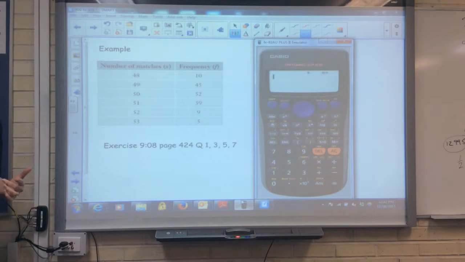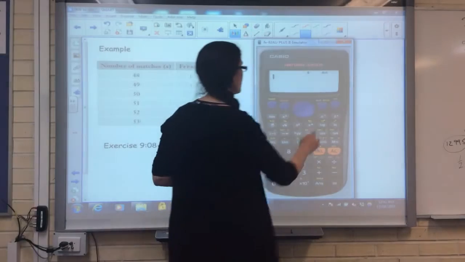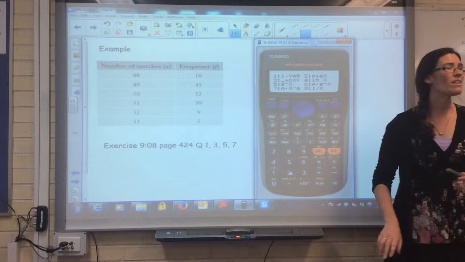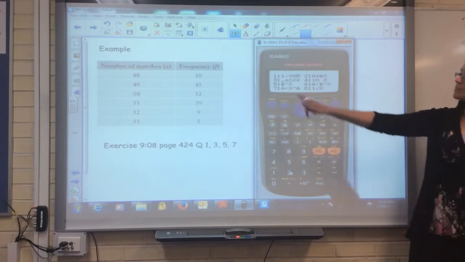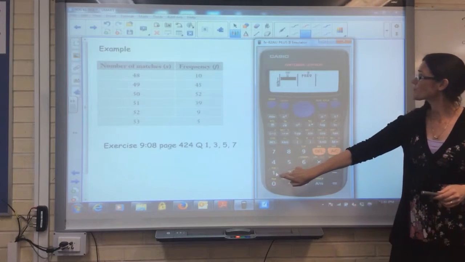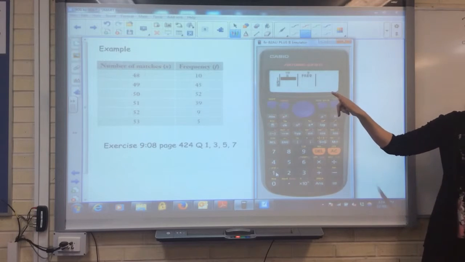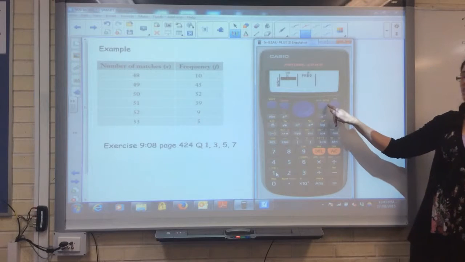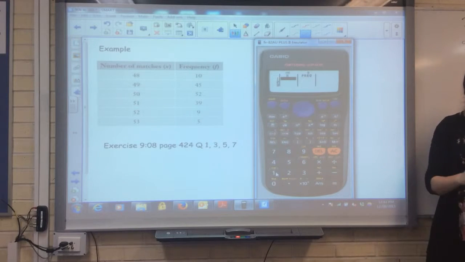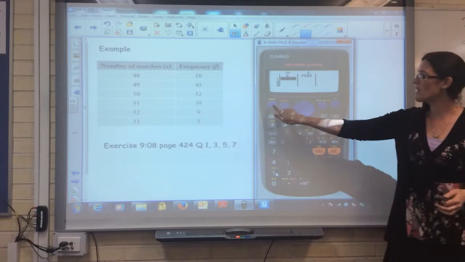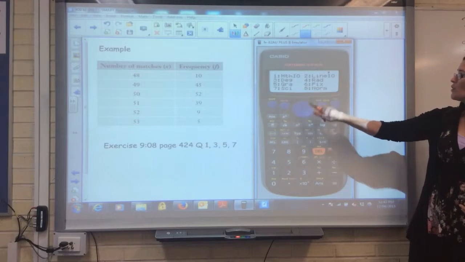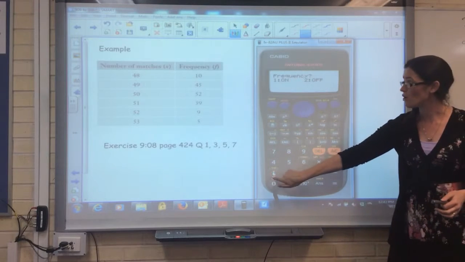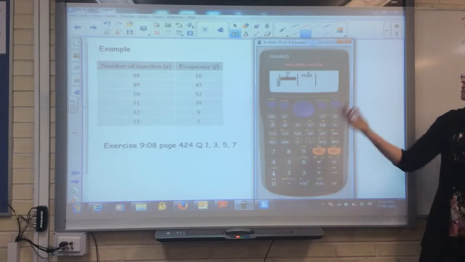What do I need to do first? I need to be in statistics mode. So I'm going to select mode 2 to get into statistics. Once I've got this screen up, remember I always want to choose one var. And I've got score and frequency. Remember, if you don't have a frequency column, you have to press shift to get into setup, go down to statistics and turn frequency on. Okay, so just a reminder how to do that. Shift setup, go down to statistics and make sure your frequency is on. Once you've got it there, you just put your numbers in.